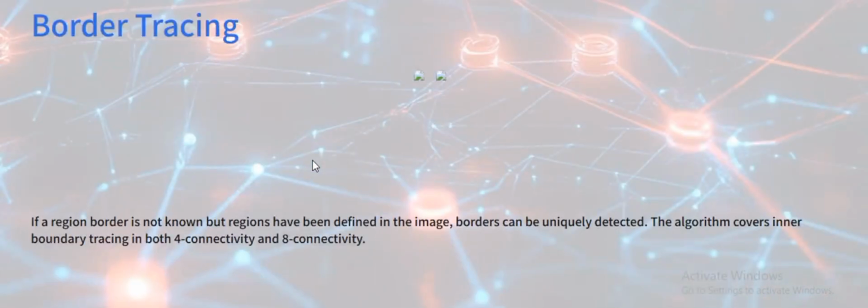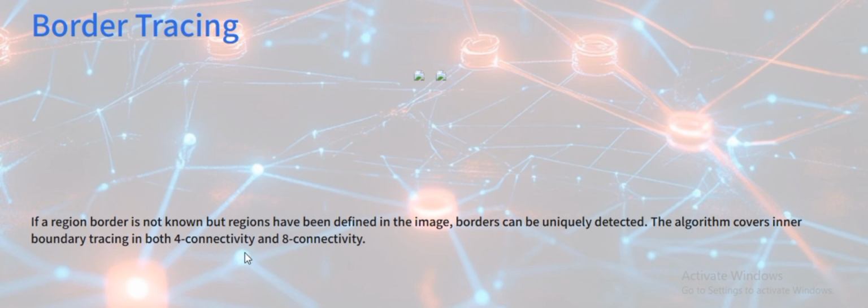Next is border tracing. If the region border is not known, but regions have been defined in the image, borders can be uniquely detected. If the border is not known in an image but regions are known, we can easily detect the borders. The algorithm covers inner boundary tracing in both 4 connectivity and 8 connectivity.